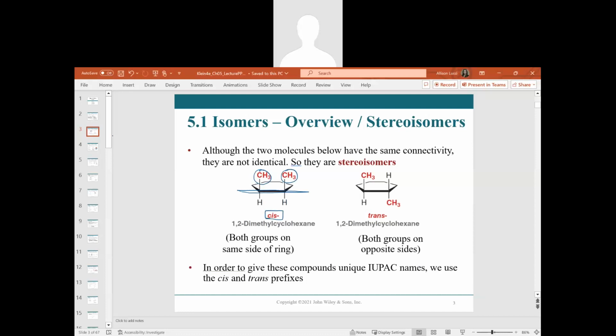These compounds are both 1,2-dimethylcyclohexane, but as you can see, one has both of those methyl groups above the ring, and then over here, we see one above and one below our ring. So that would be the trans isomer. Both groups on the same side, cis. Both groups on opposite sides would be trans. And to give the appropriate IUPAC name, we would just add cis or trans in front of these compounds to give the full unique IUPAC name to each.